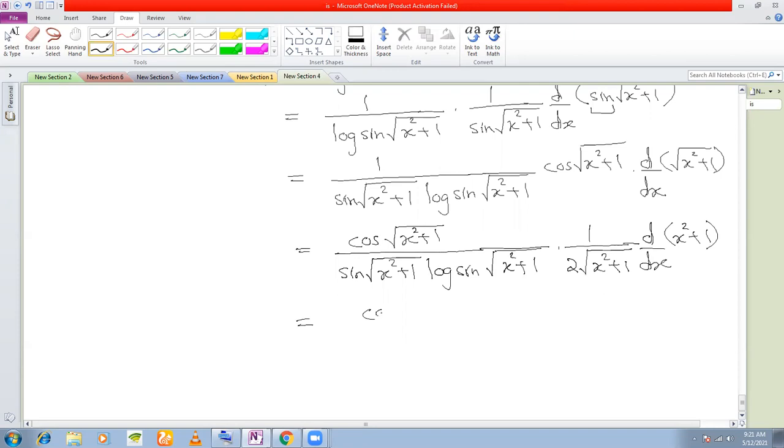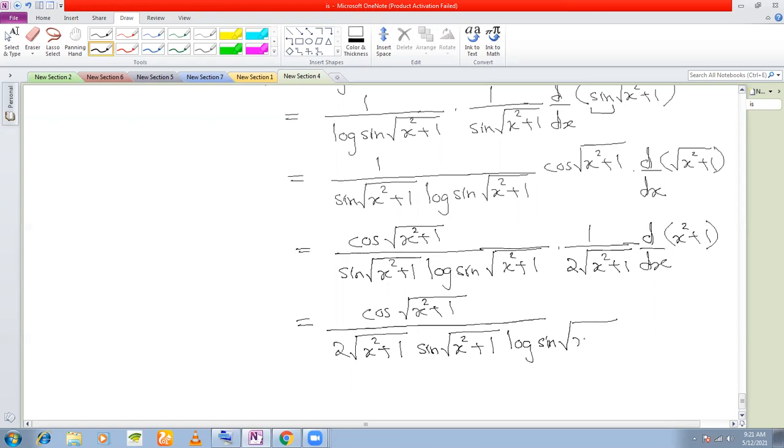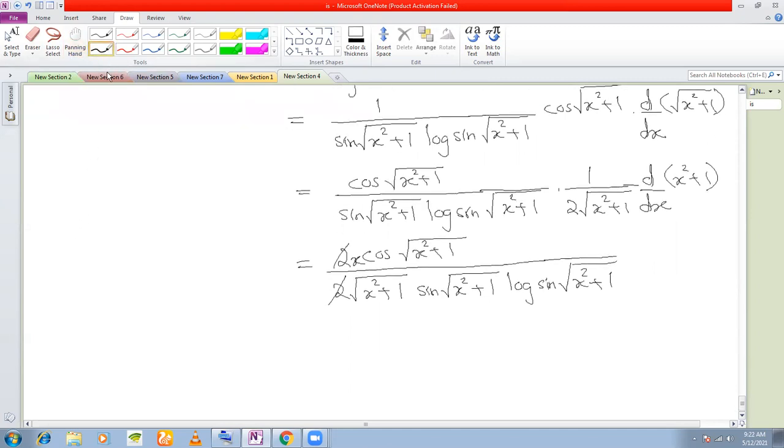So what do you have? Cos root x square plus 1 divided by 2 root x square plus 1 sine root x square plus 1 log sine root x square plus 1, and d/dx of x square plus 1 is 2x, isn't it? So you write the 2x here. This 2 cancels, and that is your answer. So your answer is x cos root x square plus 1 divided by root x square plus 1 sine root x square plus 1 into log sine root x square plus 1. That is your answer.